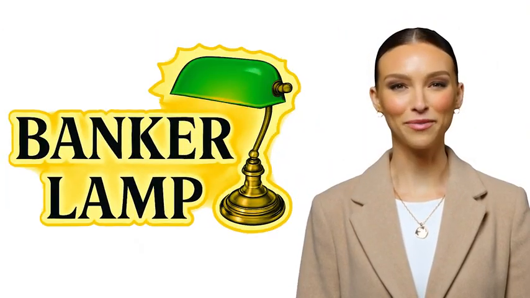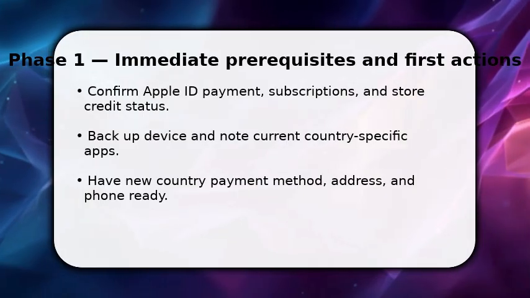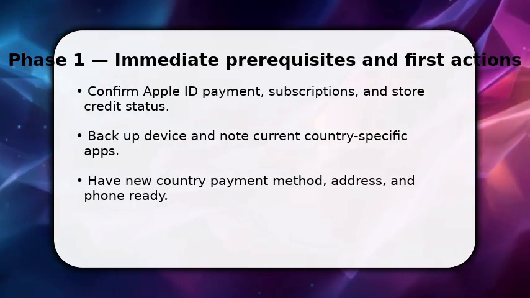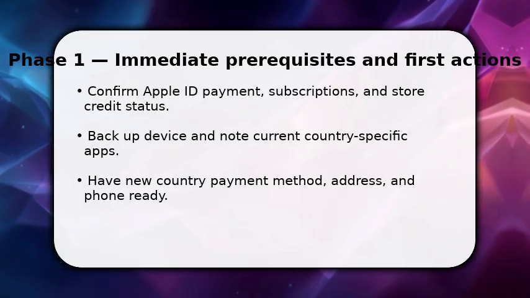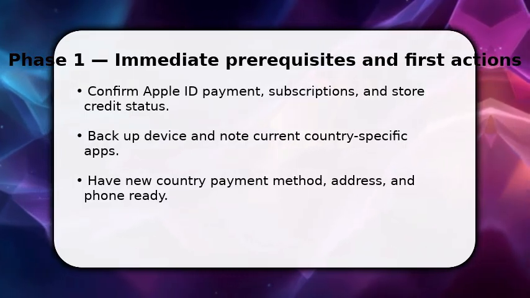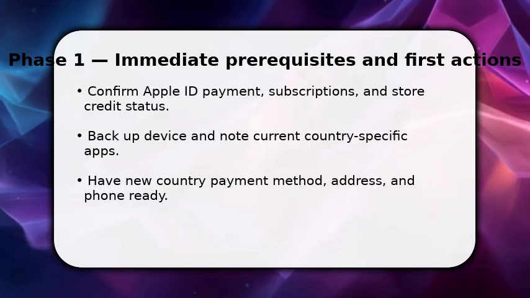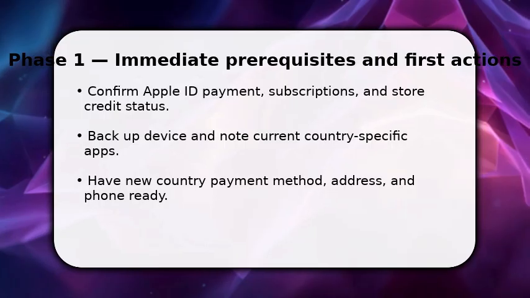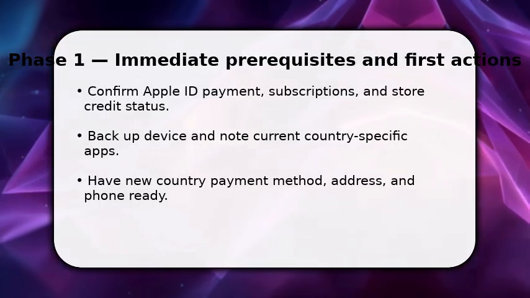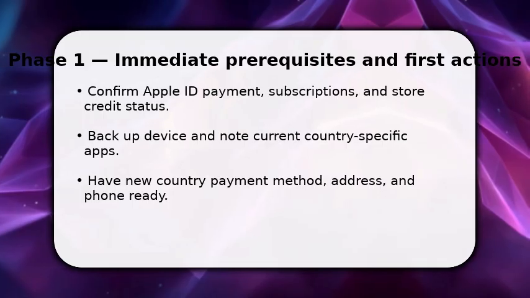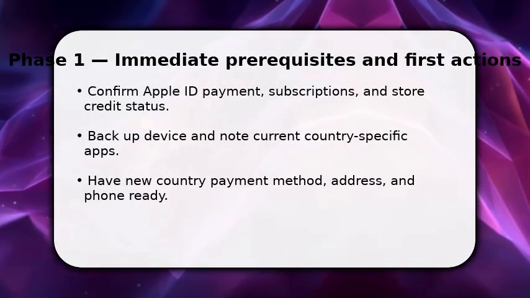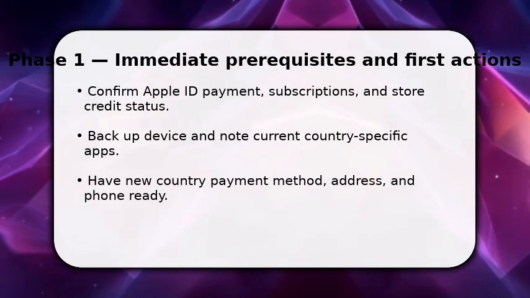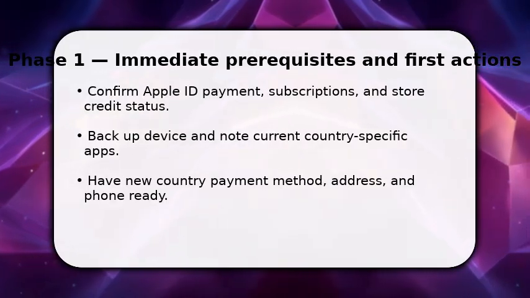You'll start by confirming a few essentials. Sign into Apple.com and check payment methods, active subscriptions, and any remaining store credit. Once done, back up your device so you can restore if needed, and list apps tied to your current country since some will disappear. Make sure you have a valid payment method, billing address, and phone number for the new country. Without these, the App Store won't let you switch. This upfront checklist saves time and prevents lockouts.